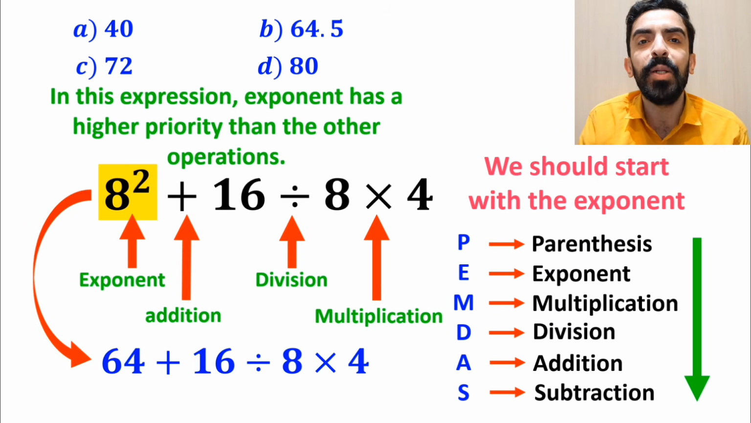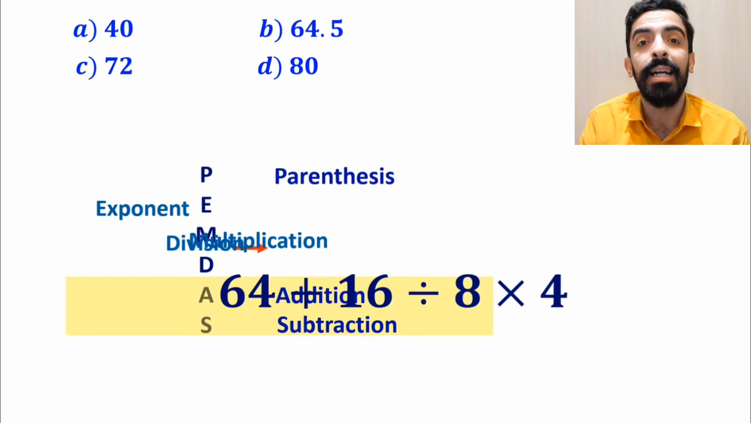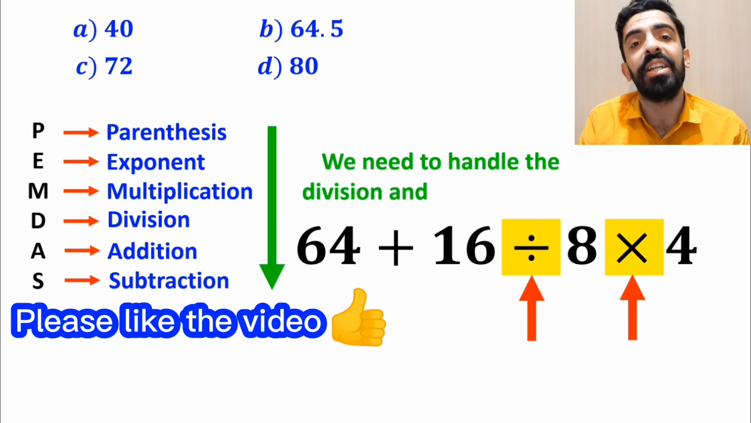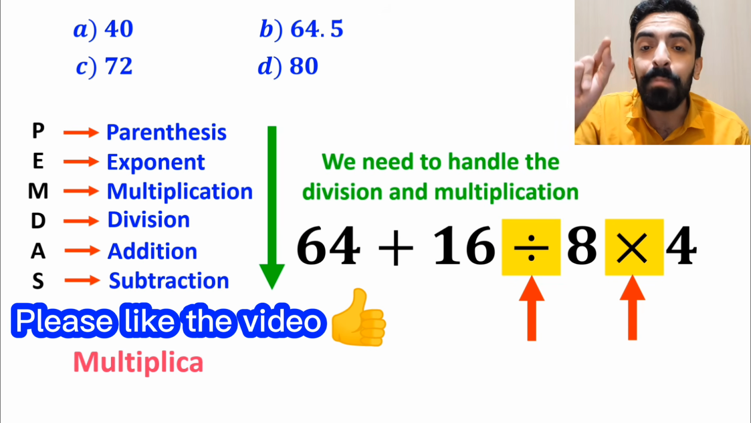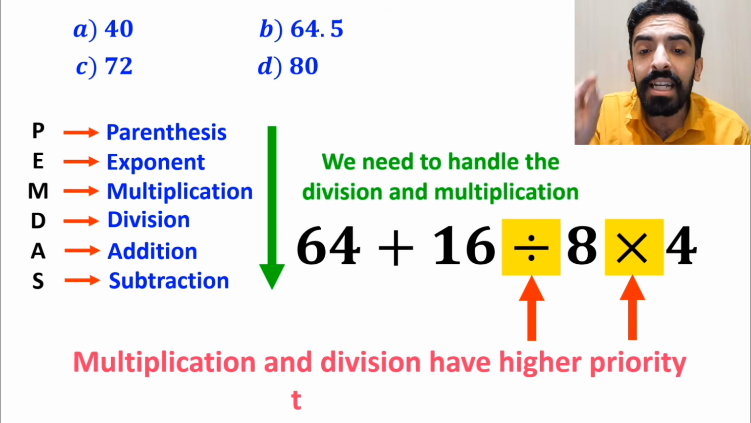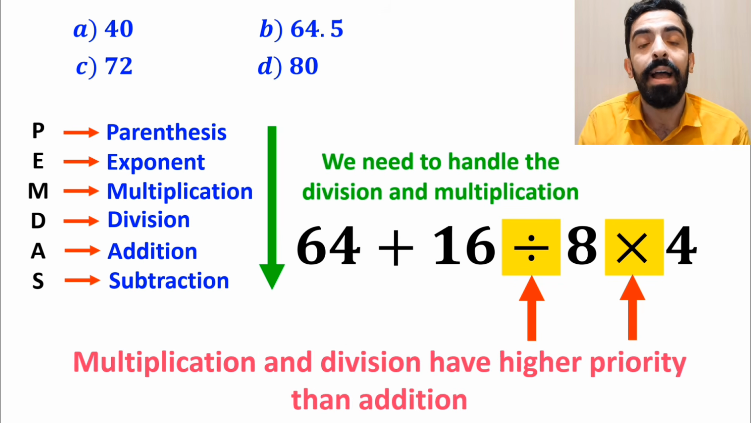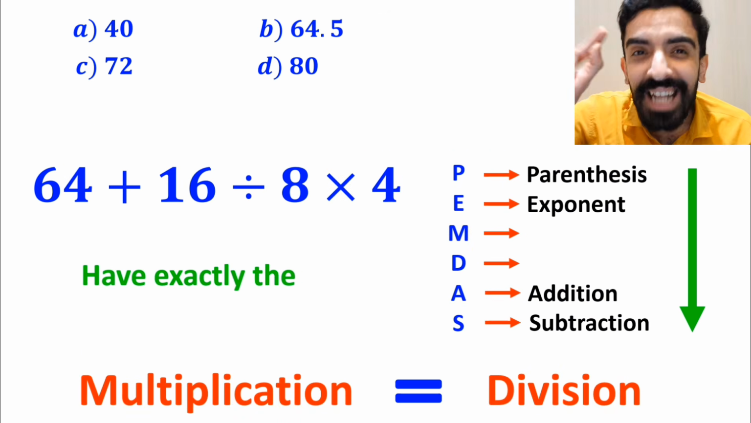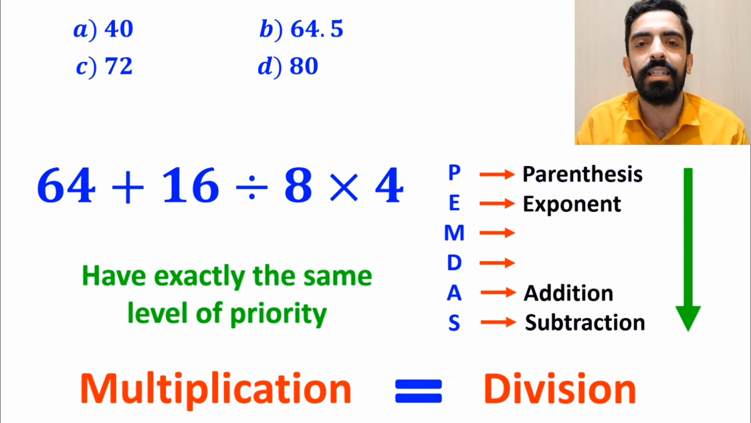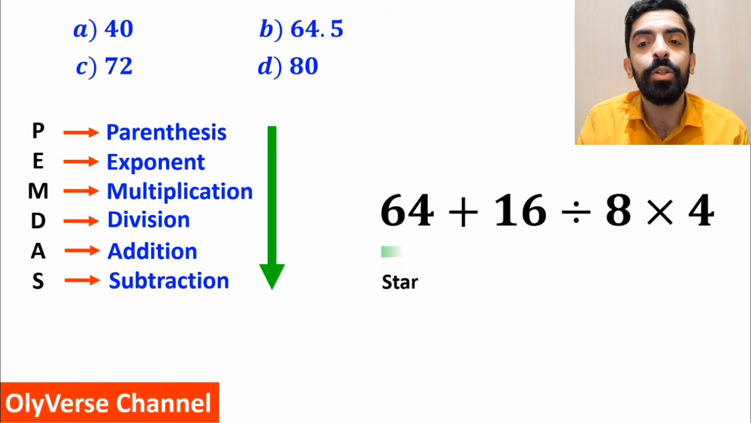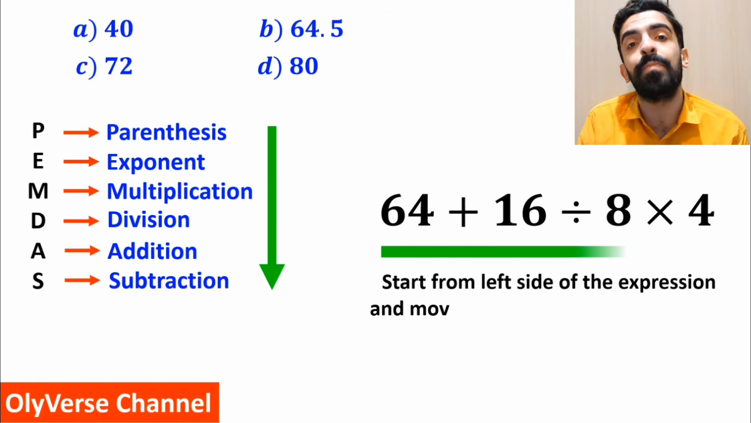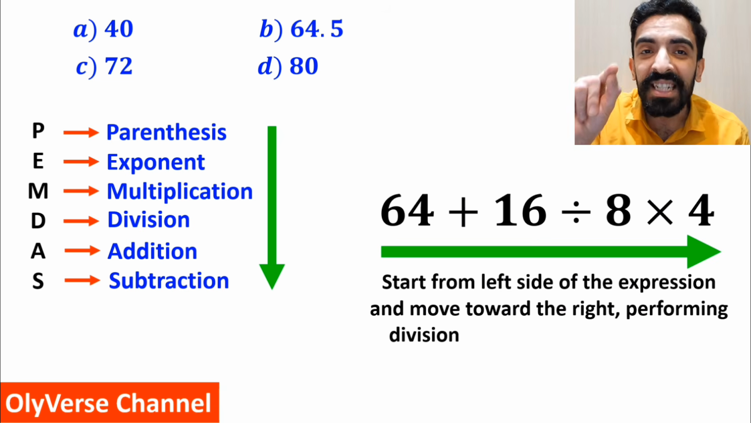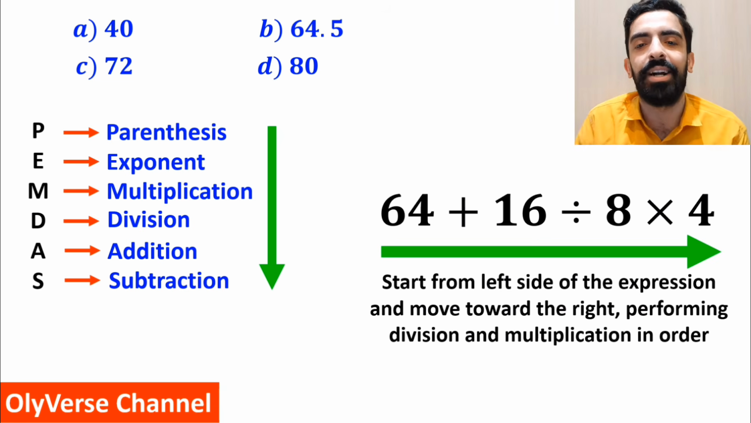So, this expression simplifies to 64 plus 16 divided by 8 times 4. And the next step, we need to handle the division and multiplication, since multiplication and division have higher priority than addition. However, it's very important to understand that in the PEMDAS rule, multiplication and division have exactly the same level of priority. In this situation, the best thing to do is to start from the left side of the expression and move toward the right, performing division and multiplication in order.